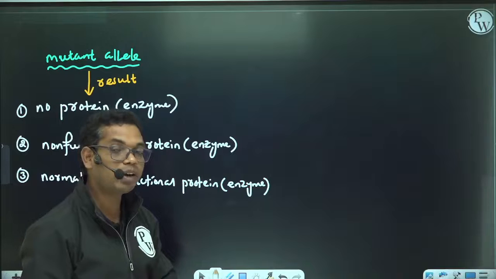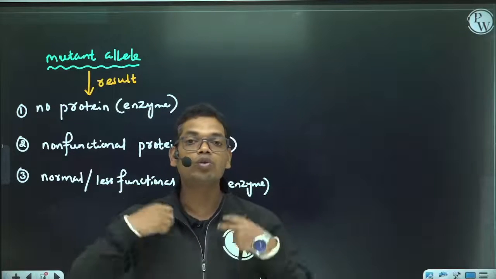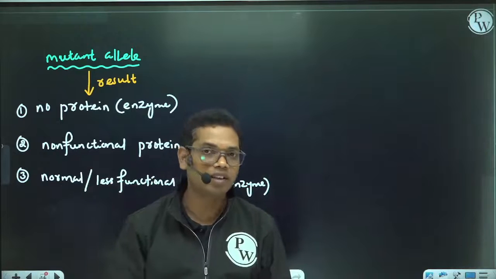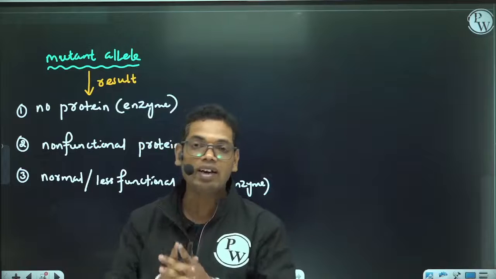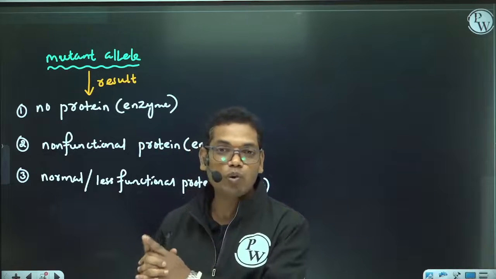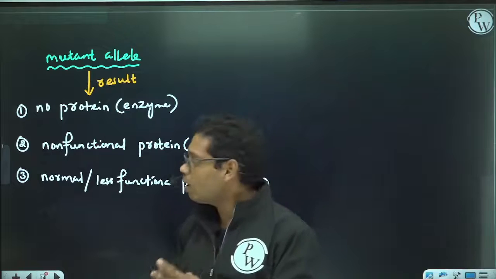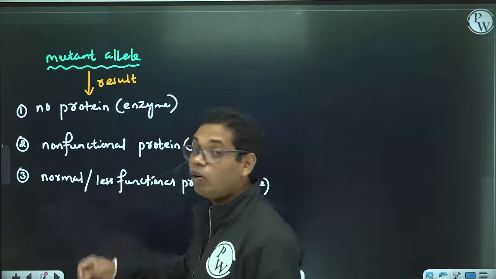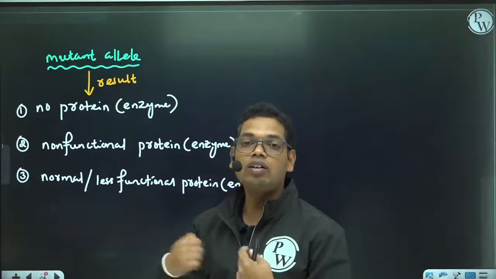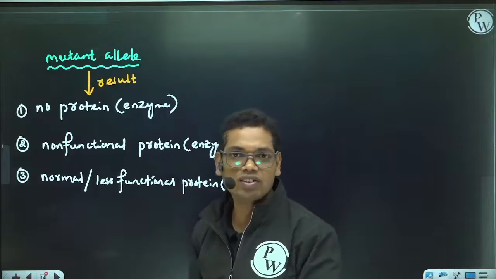Okay, so let me repeat. Whenever there is a wild allele, it will produce normal protein, normal enzyme. But when it undergoes mutation, the mutant allele may or may not produce protein. And if the protein or enzyme is produced, it may be non-functional, less functional or normal, or it may be an entirely different enzyme or protein. The fourth one is not written in the NCERT.